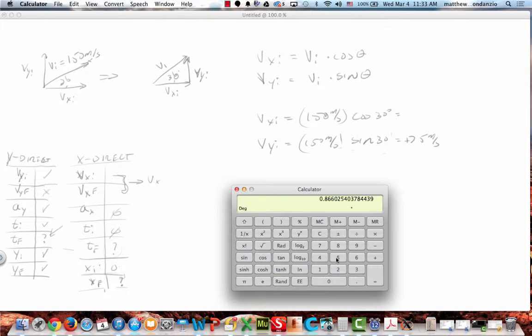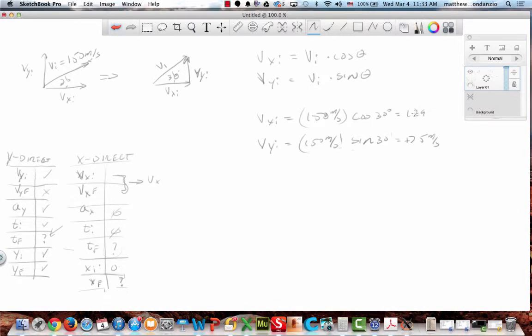And this one's going to be cosine of 30 times 150, which is 129.9, let's call it an even 130 meters a second. Do you guys see that? Okay, so I can go back and say that this is all Vx, because now I know it is just constant velocity. That's going to be 130 meters a second positive, so my initial y velocity is 75 meters a second.